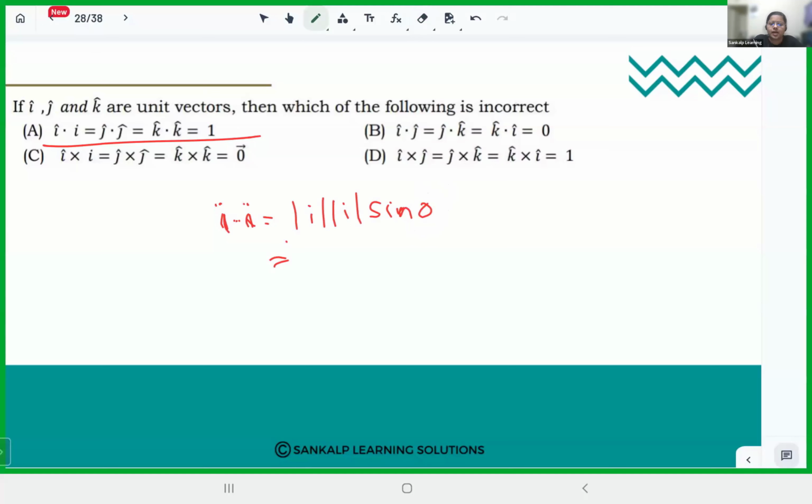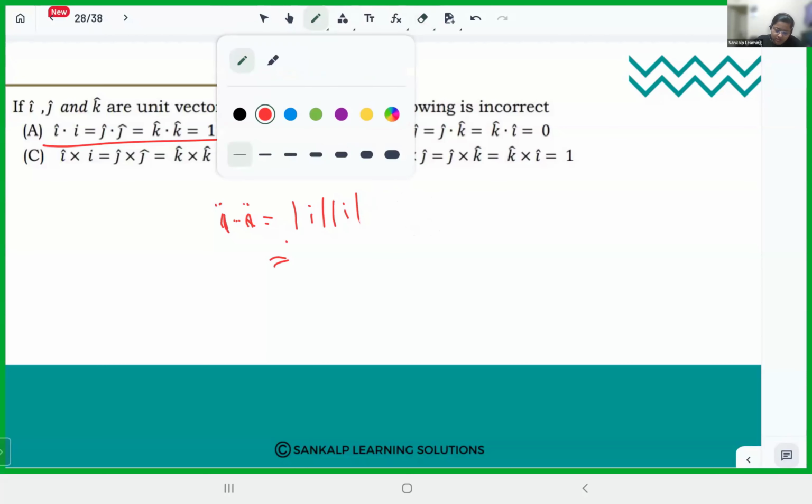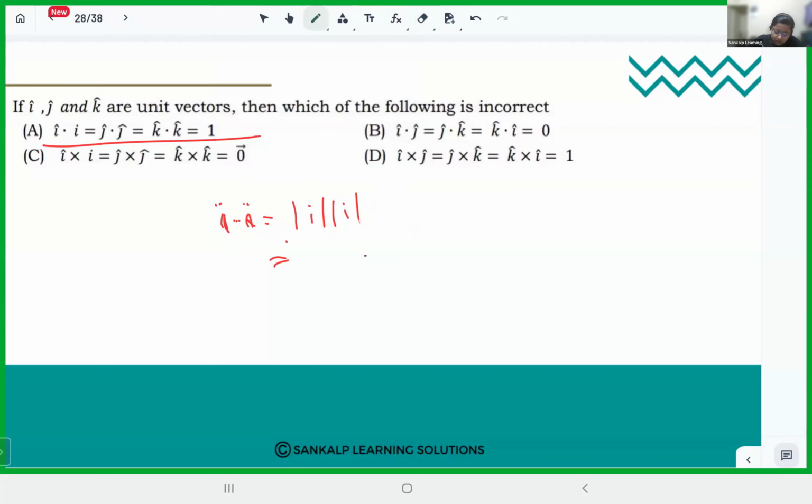So i into sine 0, and what is sine 0? I'm sorry, it is cos, okay? Really sorry, since it is a dot product, it is cos, not sine. It is cos 0. So i dot i into cos 0.